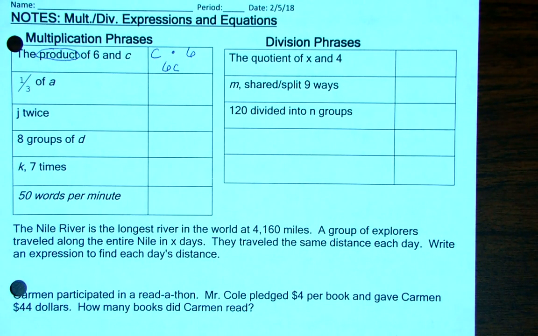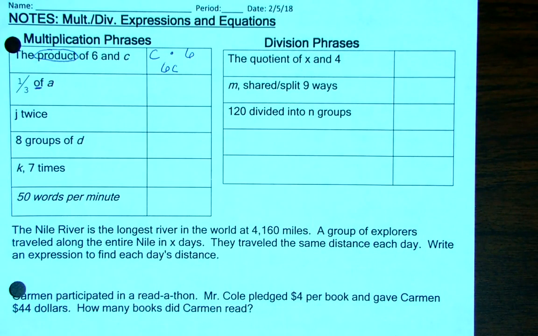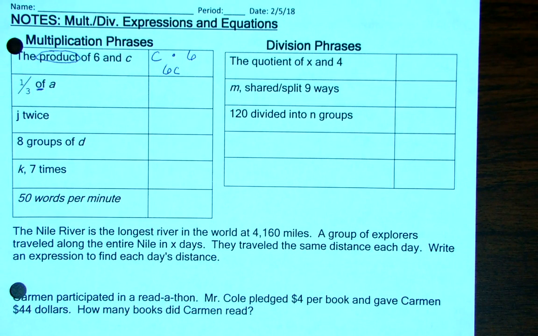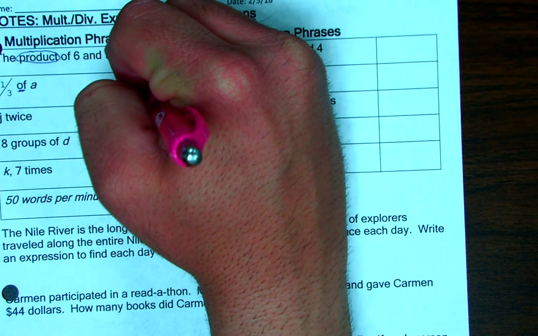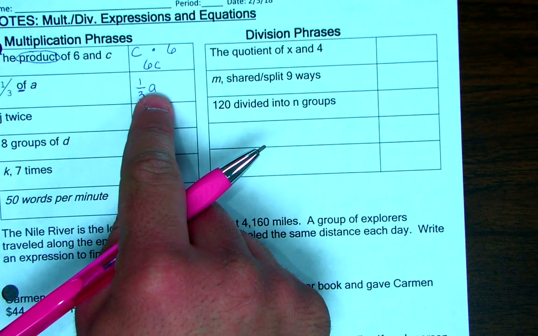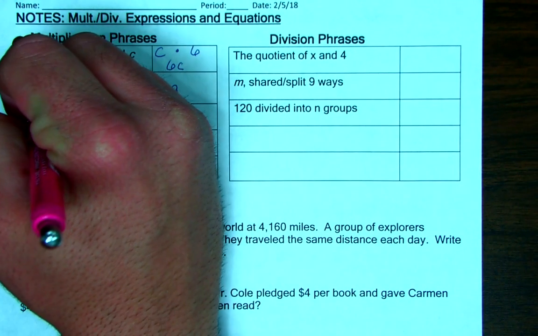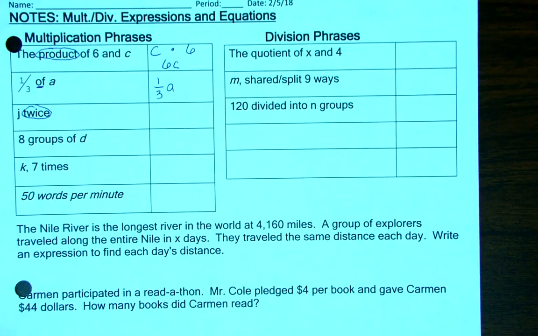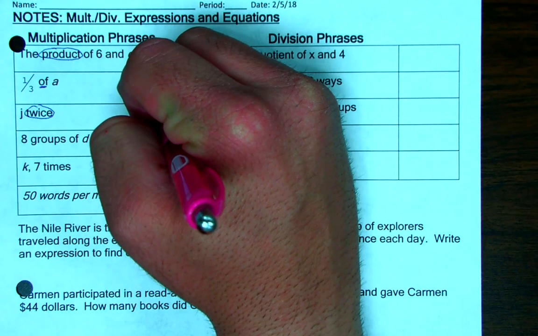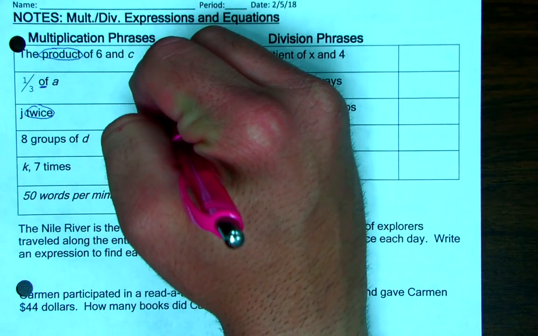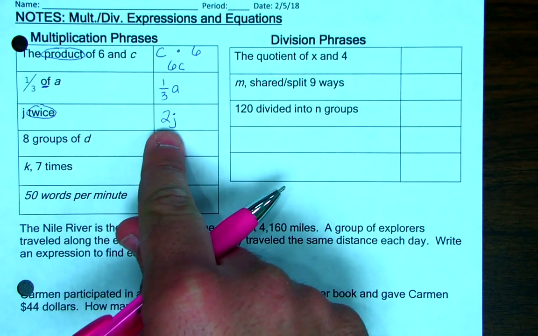The next is 1/3 of A. This word of means to multiply. So again, you take your number, attach it to your letter. So that's 1/3 of A, 1/3 times A. You'll see the word twice. Well, doesn't that just mean to multiply by 2? Yes, it does. So I'm going to take my 2 and I'm going to multiply it by J. There it is. So that is twice the amount of J, or twice J.